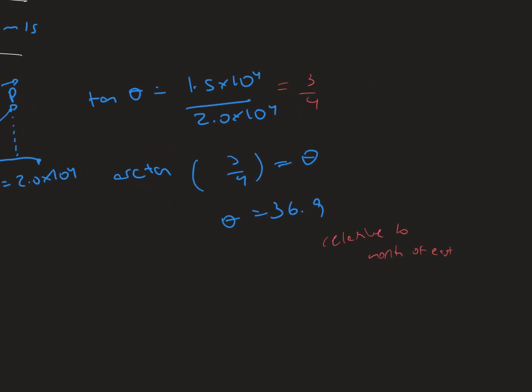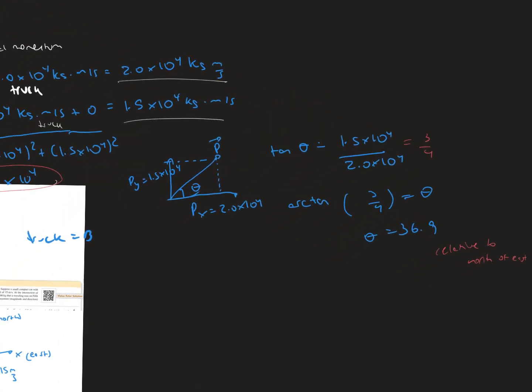Then we just have to plug into our calculator the inverse tangent of 3/4, and that's going to give us the angle being 36.9 degrees relative to the north of east, which is the direction and the final answer.